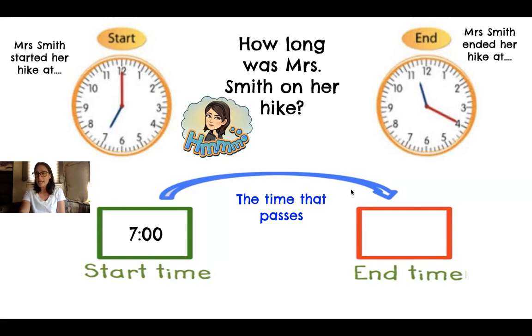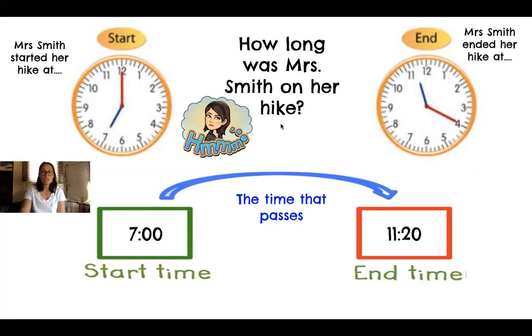What time did I end my hike? Let's look at this clock right here. My hour hand is pointing in between the 11 and 12, and my minute hand is pointing right at the 4. So I'm going to have to count by my fives. Ready? 5, 10, 15, 20. Yep, 11:20 I ended my hike.